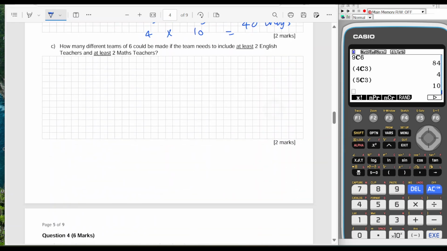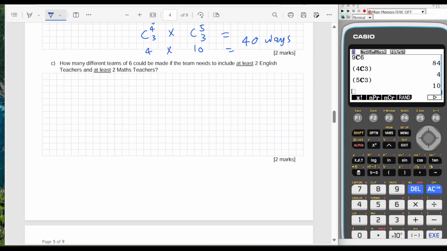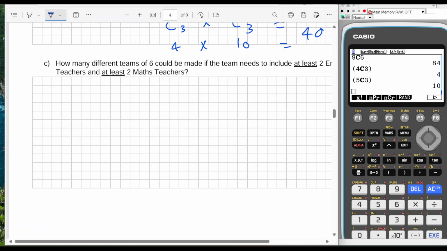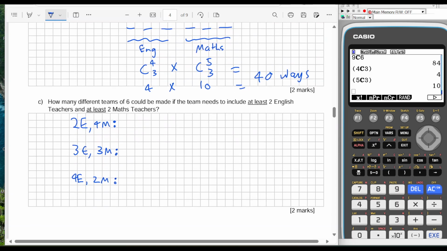Okay. Next, you need at least 2 English and at least 2 maths teachers. So we could look at the team which is 2 English and 4 maths teachers. We could look at the team which is 3 English and 3 maths teachers. And then we could look the other way around. So we could also look at 4 English and 2 maths teachers.